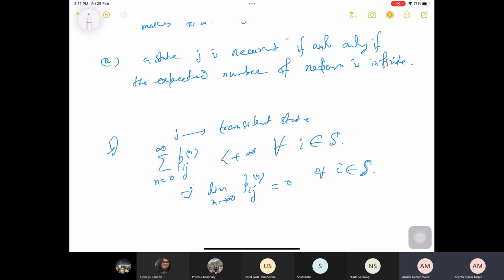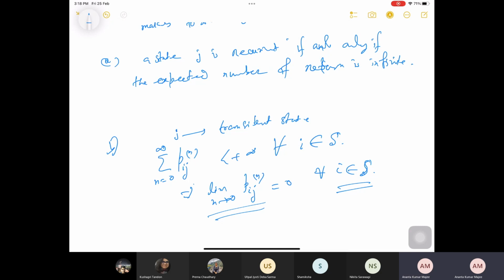So now I can think of some asymptotic things, as n is large enough. What it says is that for a transient state j, the limit as n goes to infinity of Pij of n is equal to 0. This holds for all i in your state space S. So this is for j, which is a transient state.